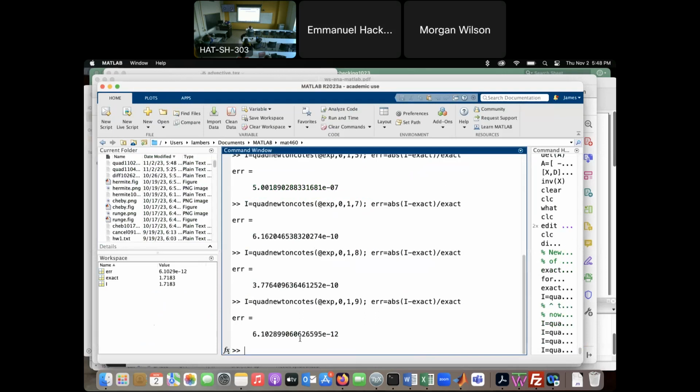But let's keep going with odds. That seems to be going pretty well for us. And we're losing accuracy. Let's go up to 15. And it's going south all of a sudden. That's not good.